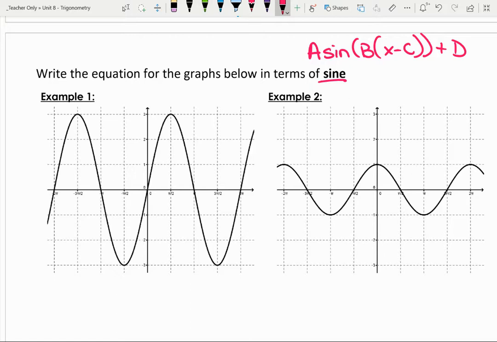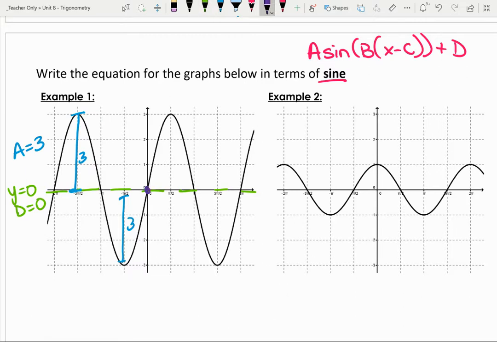I like to start with the midline because it gives me a really good reference for everything else. So my midline appears to be at y equals 0. So there's been no vertical shift at all, so I don't have to worry about that. That amplitude has been changed just a little bit. Our amplitude now from the maximum or the minimum to that midline is 3, right? It's a distance of 3 units. Okay, so I know that my A value is 3. Maybe I should also indicate that here, I know that my D value is 0.